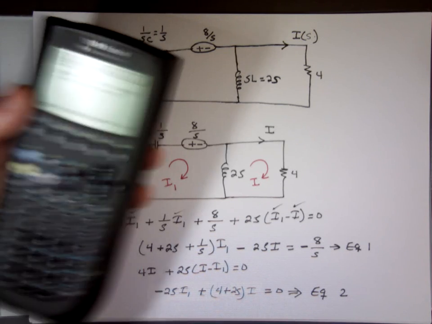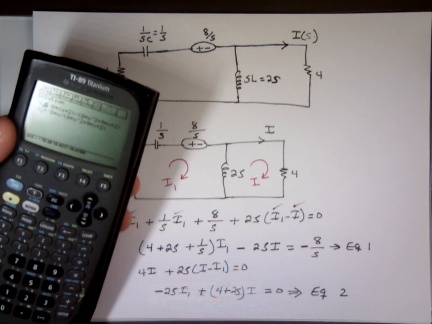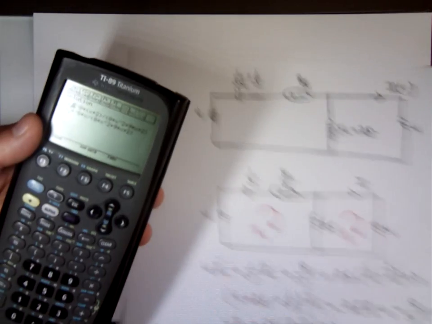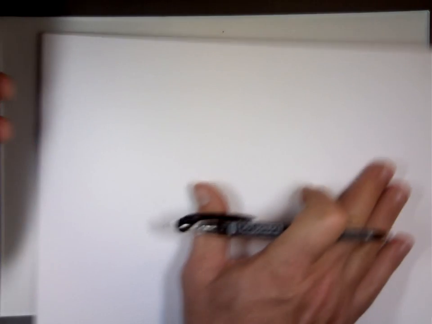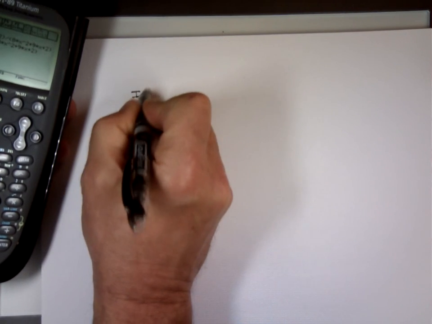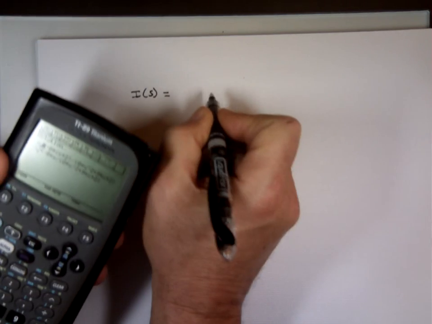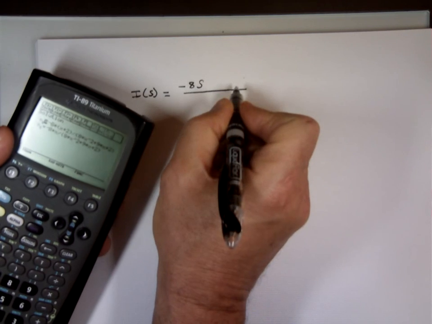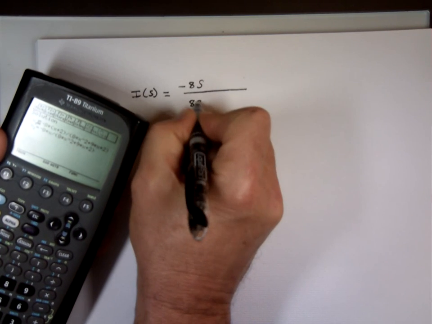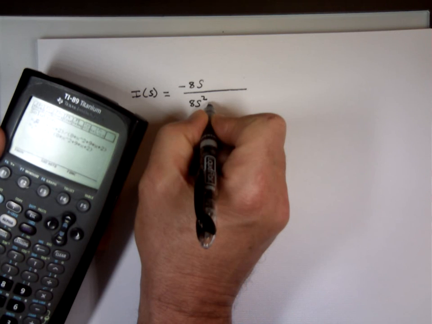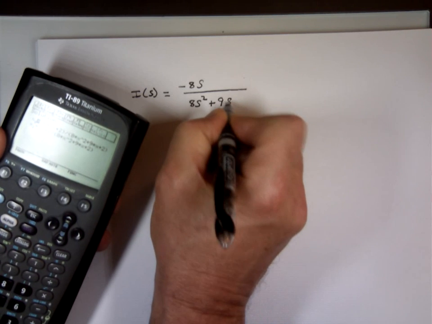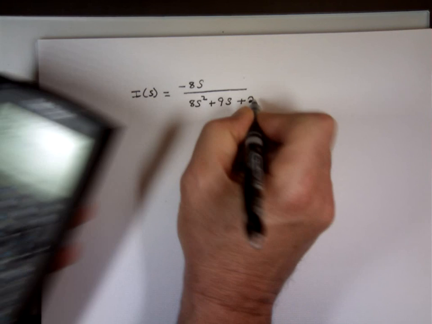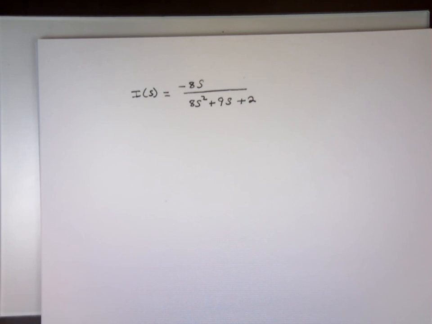I'm only interested in really I, right? So based on my calculator, this is what I get for I. As a function of s, I don't care about I sub 1. I equals negative 8s over 8s squared plus 9s plus the 2. I didn't get that. Is that what you got? What was up there? Yeah. I must have put it in wrong.